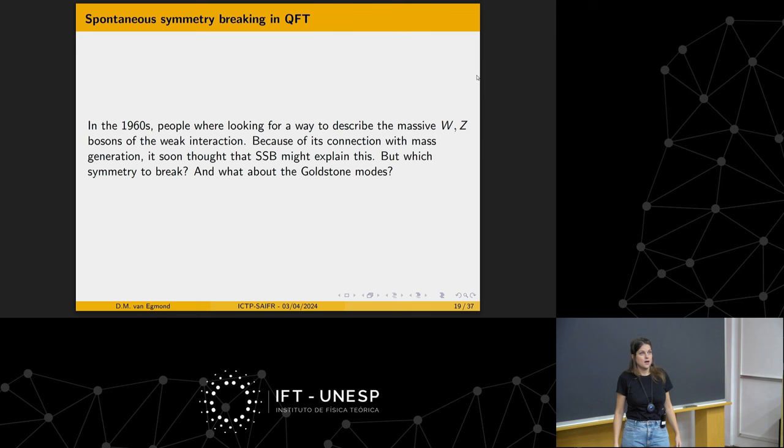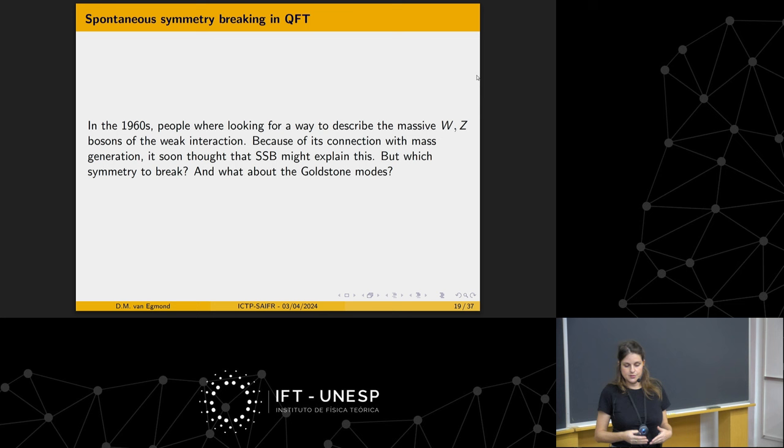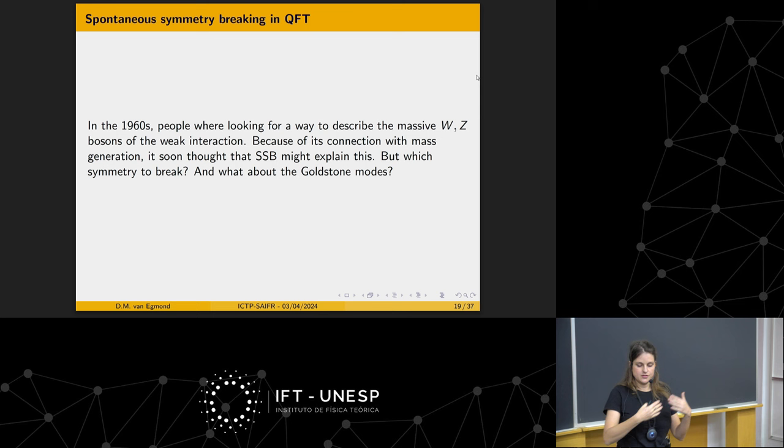So in the 1960s, people were looking for a way to describe the W and Z bosons of the weak interaction. But the W and Z bosons were acting very differently from the photons, which I showed you in QED, in the sense that they were observed to have a mass. Now, we cannot just go back to the action and write a mass for this boson, because we know, respecting the symmetries that we formulated, that we cannot just put a mass term for a boson. So people were trying to find a way to introduce this mass into the action without putting by hand a mass term.